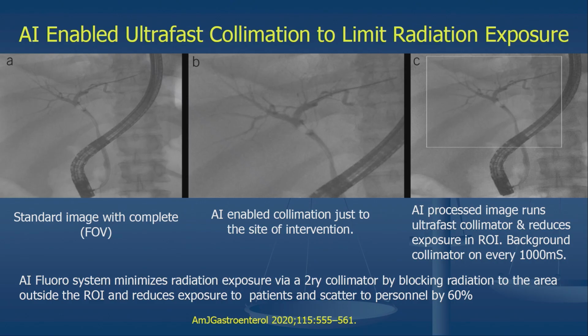It's an example from ERCP. You can see the standard image on the left, and in the middle, you can see AI-enabled collimation. But if you look at the right side image, you can process the image using an ultra-fast collimator, reduce exposure just in this white ROI area, and the rest, the background, will be taken every second by the system. This way you can reduce the radiation to the patient and the scatter to the personnel by at least 60%, which is a very important development. Next, please.